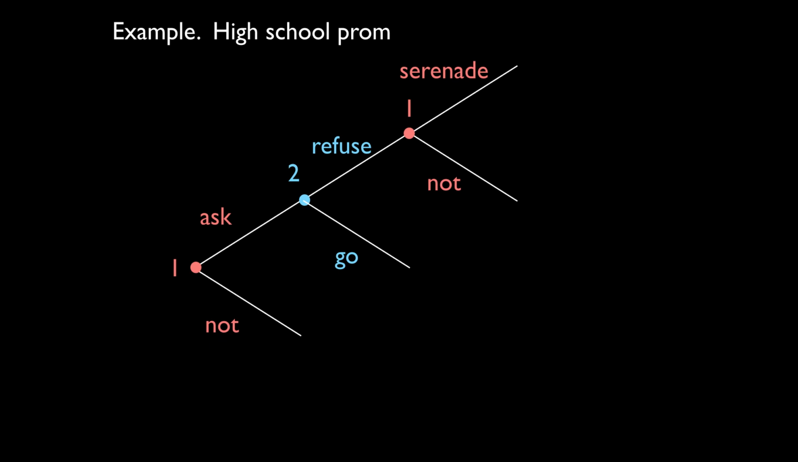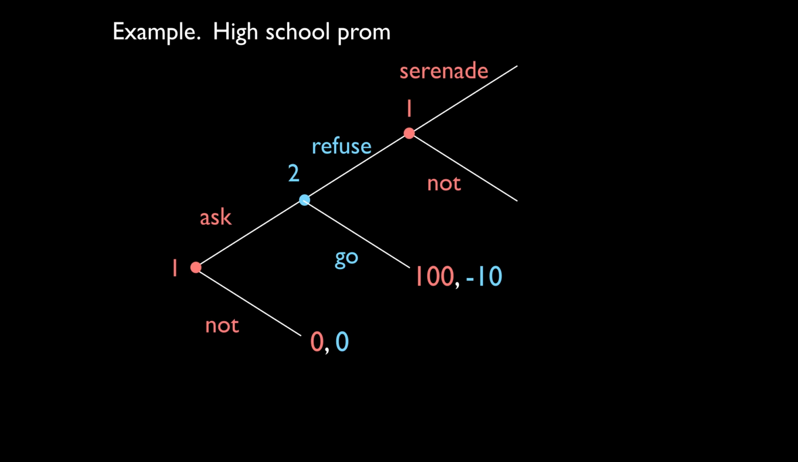Okay, so let's put payoffs in. What if one doesn't do anything? Say 0-0. What if one asks and two goes? Well, this is good for one, but say two doesn't really like one very much. So this is best for one, but it's a harsh situation for two. Okay, so 2 gets -10. Two doesn't want to go.